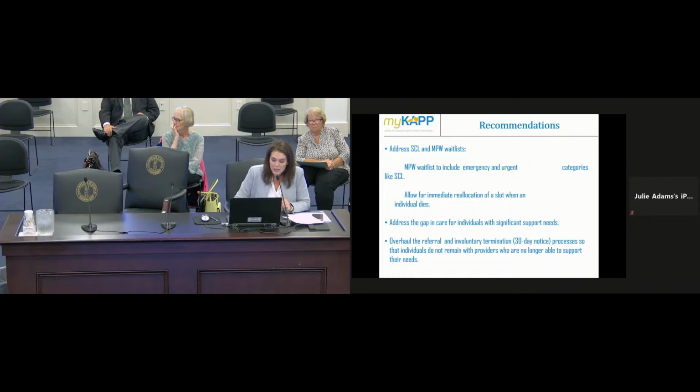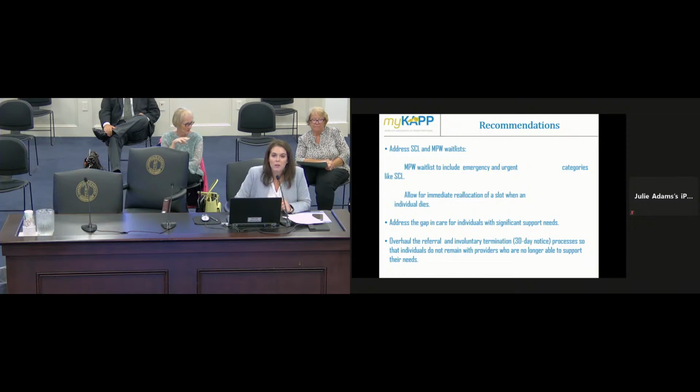We need to address the gap in care for individuals with significant support needs. We had a lot of recommendations in the Exceptional Supports Task Force related to that. And again, that gap in care exists in multiple waivers. It's not just the SCL and Michelle P. waiver. Overhaul the referral and involuntary termination process so that individuals do not remain with providers who are no longer able to support their needs.